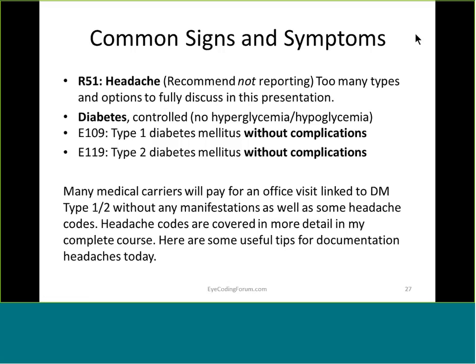Other conditions are headache. Now, the unspecified headache code is R51, and I believe the headache NOS from ICD-9 will crosswalk to this code, R51. This code is the one I recommend not reporting because it's too vague. There are many types of headaches, and I'll discuss a little bit more about documentation. Another common code is diabetes controlled. There's no hyperglycemia or hypoglycemia, and the codes are E10.9 for type 1 and E11.9 for type 2.